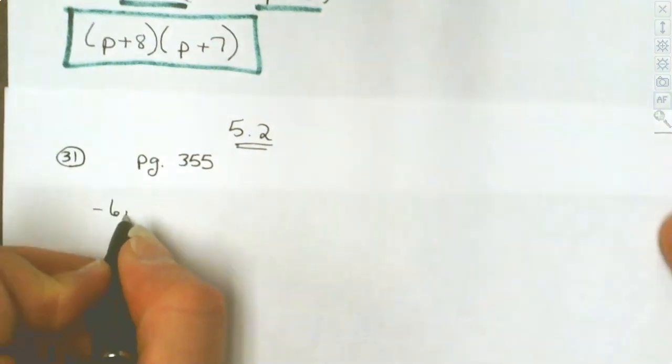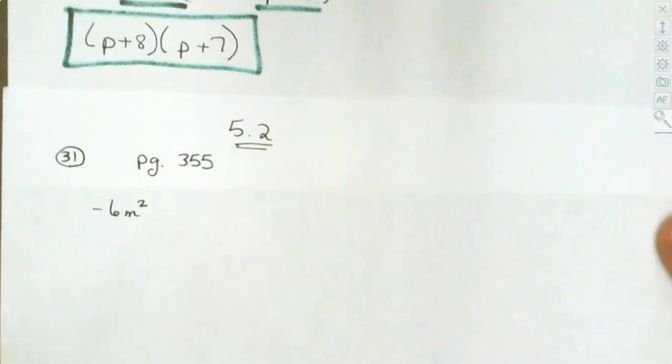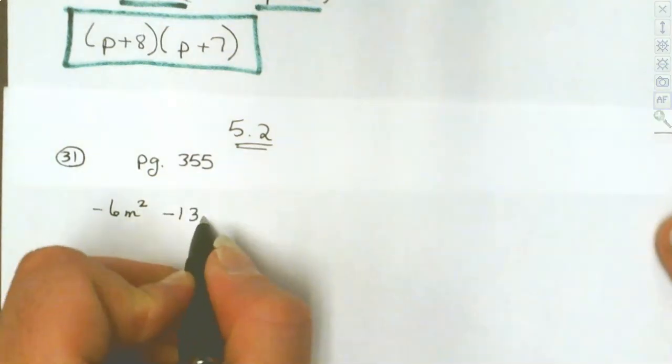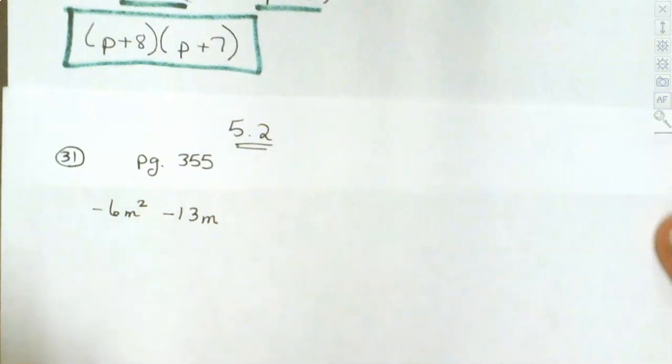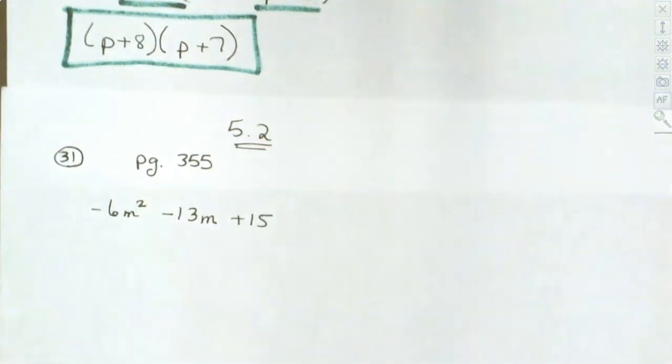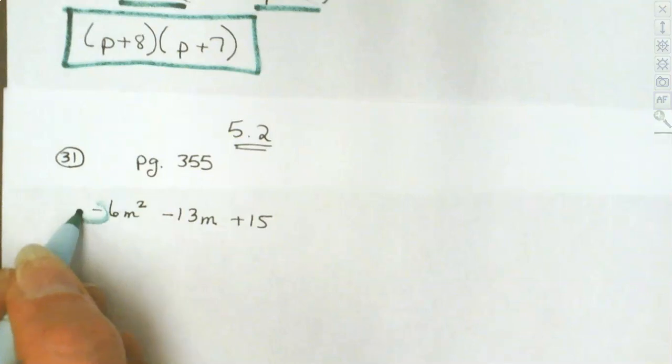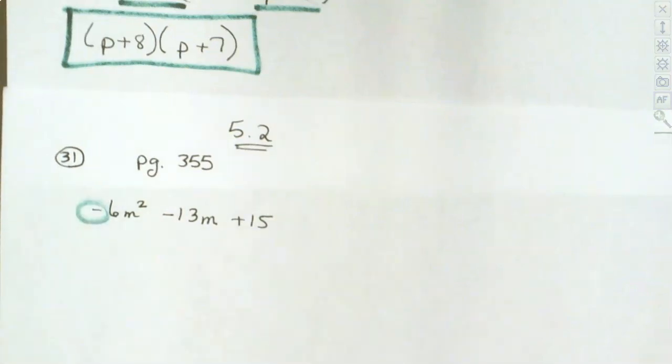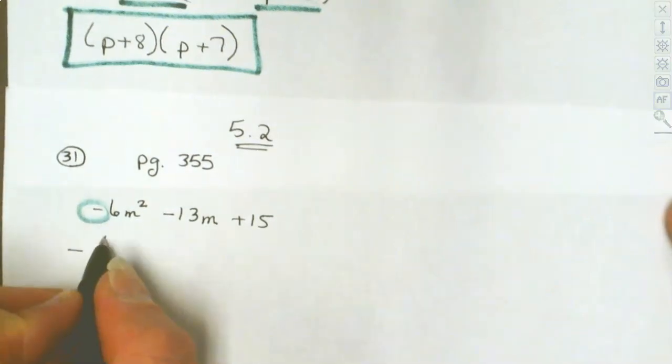So we have a minus 6m squared minus 13m and a plus 15. Now the very first thing we have to do is we look and see if there's a number in common. 6, 13, and 15 have nothing in common, but if it begins with a negative, you have to factor out the negative. So if it begins with a negative, you factor out that negative.